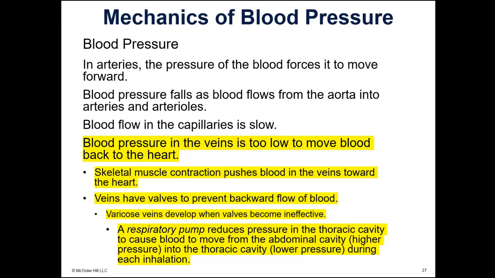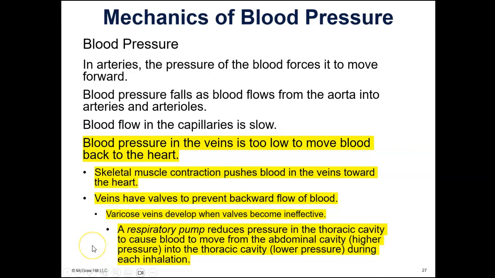And a lot of times this is when someone is very heavy. They can be overweight. They can be pregnant. They can just sit or stand a lot, and not move much. And some people just have them genetically. They just genetically are predisposed to having varicose veins.